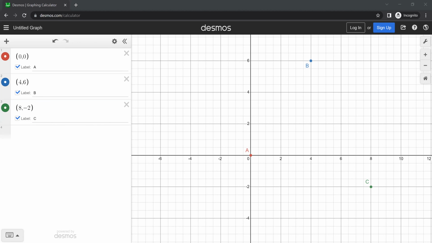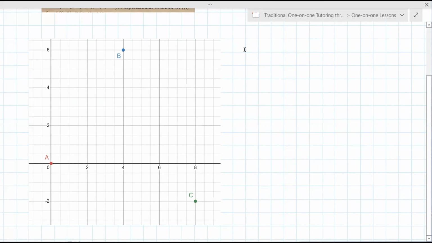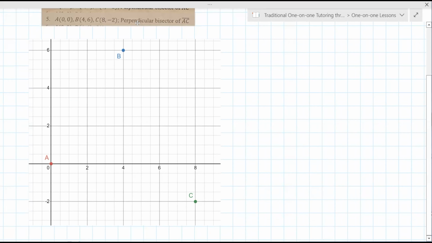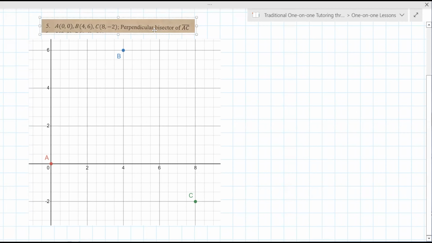All right, so here we go. We got A, B, C, and we want the perpendicular bisector of AC. So here's AC right there. Actually, B is irrelevant in truth here. Okay, so we need the slope. We're going to need a bunch of things, but the first thing we need is the slope from A to C.